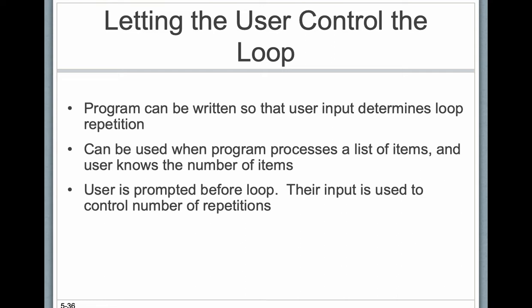Say the user knows that he or she needs to process a list of 125 items, then the user can enter that value. The user is prompted before the loop. Their input is also used to control the number of repetitions. This is very important because we want to set up our control variable and the limit or the number of repetitions that the loop will execute before the loop executes, because we want to have those parameters set before we configure the loop.